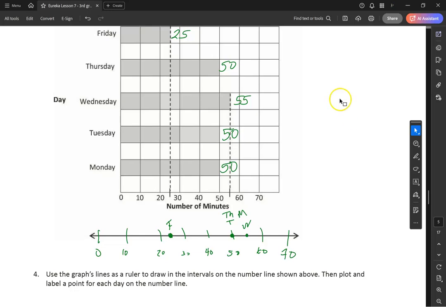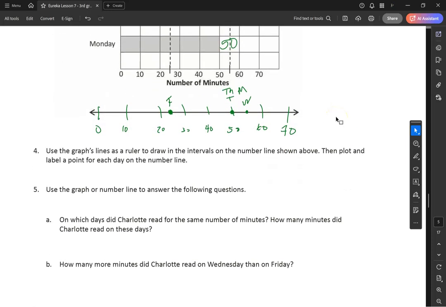Okay. All right. Use the graph lines as a ruler to draw. We did that. Don't worry about that. Number 5. Use a graph or number line to answer the following questions. A. On which days did Charlotte read for the same number of minutes? How many minutes did Charlotte read on those days? Okay. Well, what days did she read the same? It was 50. And the days were Thursday, Tuesday, and Monday. She read 50 minutes.